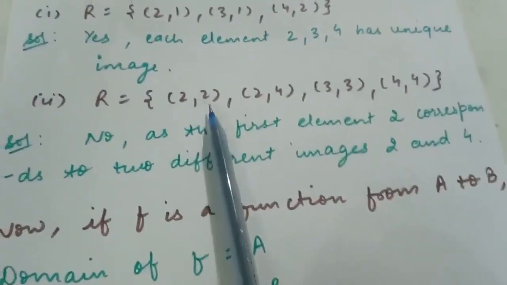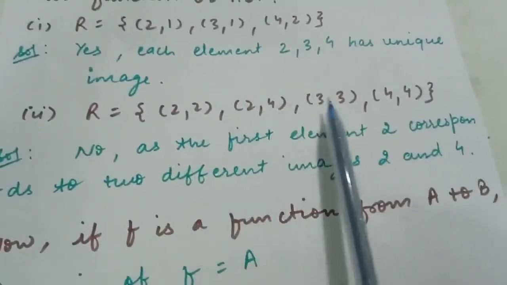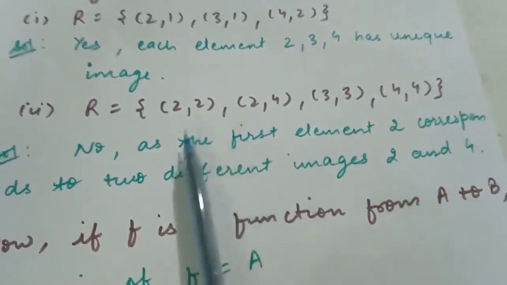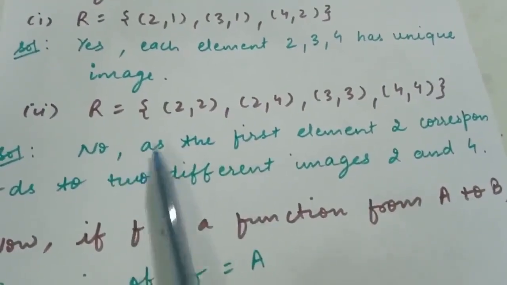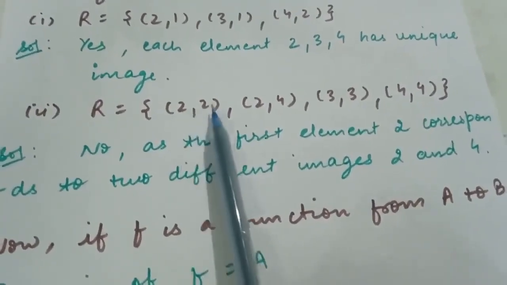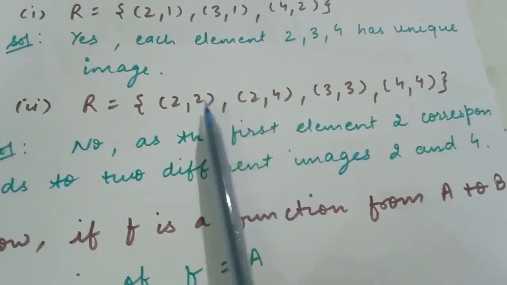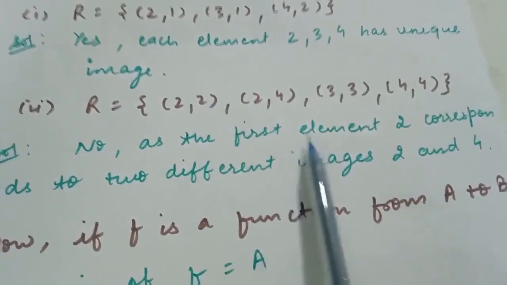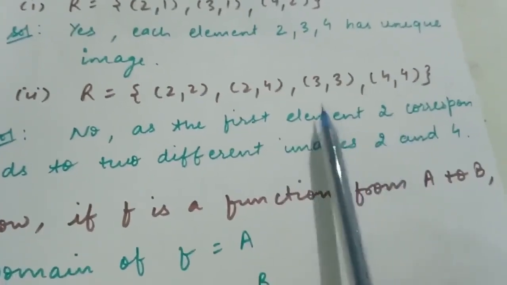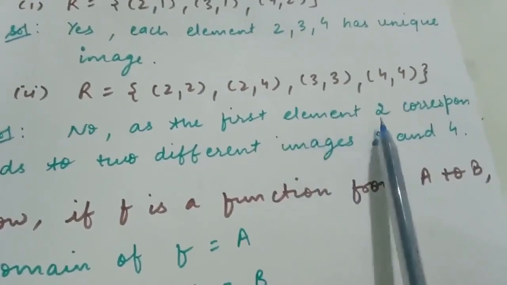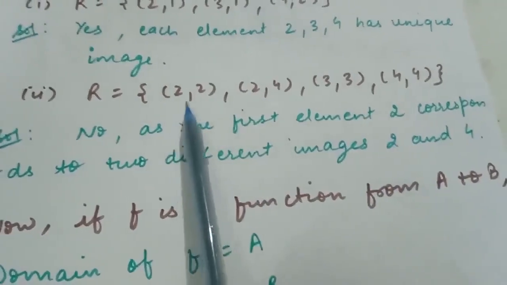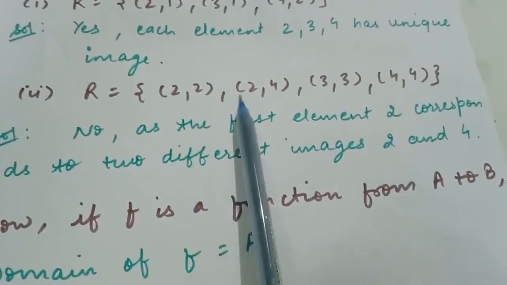Next is the relation {(2, 2), (2, 4), (3, 3), (4, 4)}. No, this is not a function. Why? Because see, 2 has an image 2, and 2 is also having an image 4. So 2 has more than one image, right? So this relation is not a function as the first element should not repeat, but here the first element 2 is repeating twice.